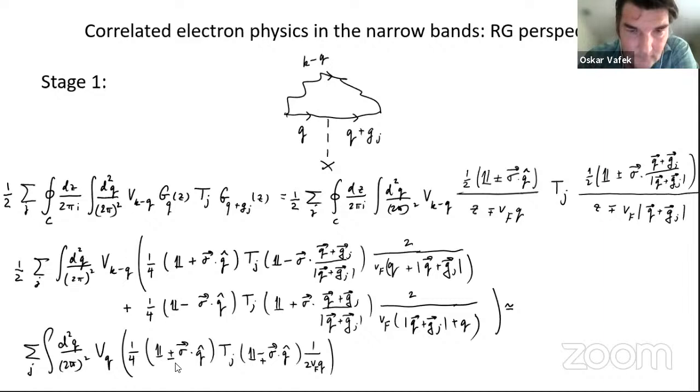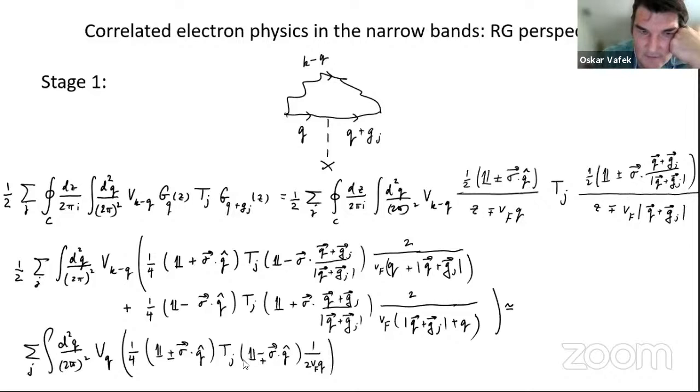we see that this is the term that is logarithmic. And now we have this interesting situation where we are sandwiching this interlayer tunneling matrix between these two projectors. So the projectors have to have opposite helicity. So it's either the plus sign on the left and a minus sign on the right, or a minus sign on the left and a plus sign on the right.